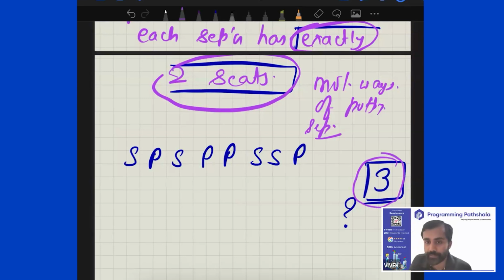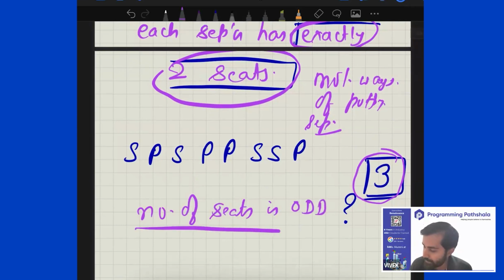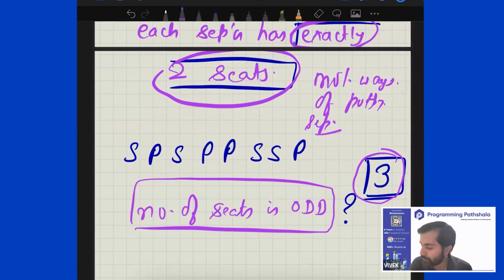And now one of you very rightly mentioned one important observation. So let me ask that observation to you in form of a question: if the number of seats is odd, then what will happen? Then no such distribution is possible. So the number of ways will be zero.